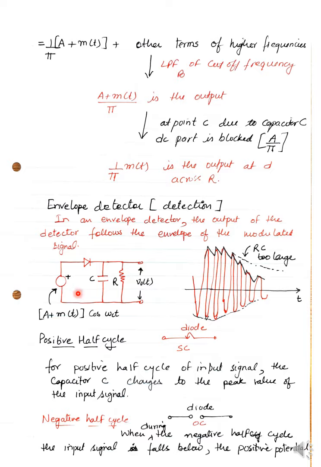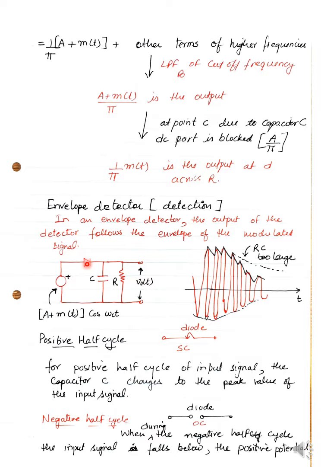Then what will happen is that for the positive half cycle, because this is positive, this is also positive, so the diode will act as a short circuit. I have shown it like this. So it will provide the path between this and this. So the capacitor will charge to the maximum amplitude of this A plus mt. Now when the negative half cycle comes, A minus mt starts getting negative.